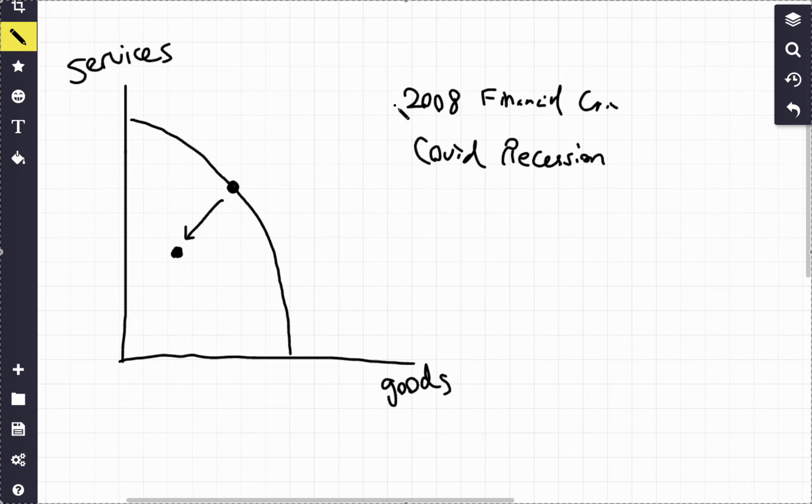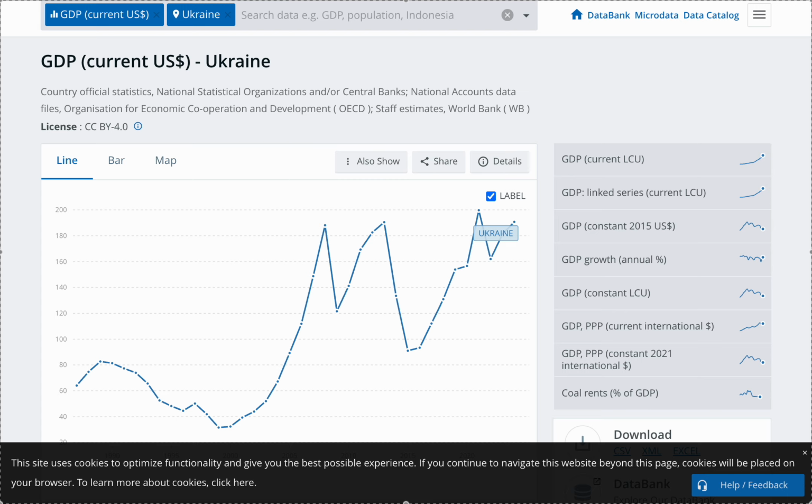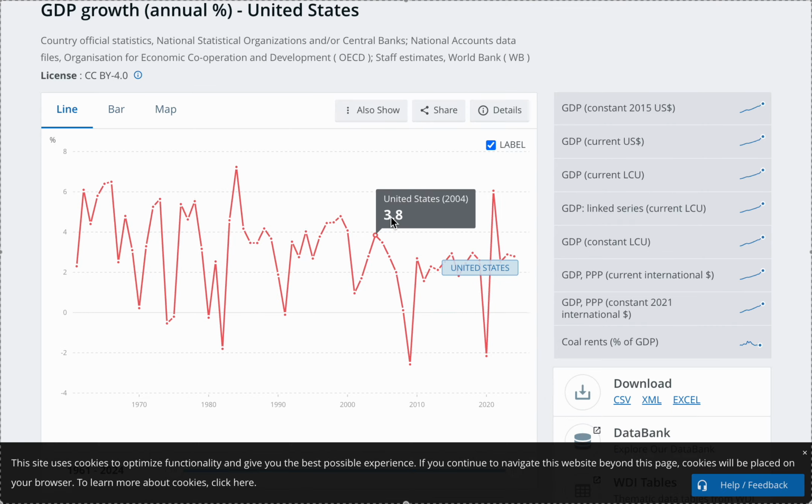Yes, and when this happens, GDP shrinks, right? It's quite obvious. The level of goods that they're producing, let's say this is X, has shrunk, same as services. So we can tell that the total production, goods and services, has shrunk. That means GDP should be declining too. We can look at this data.